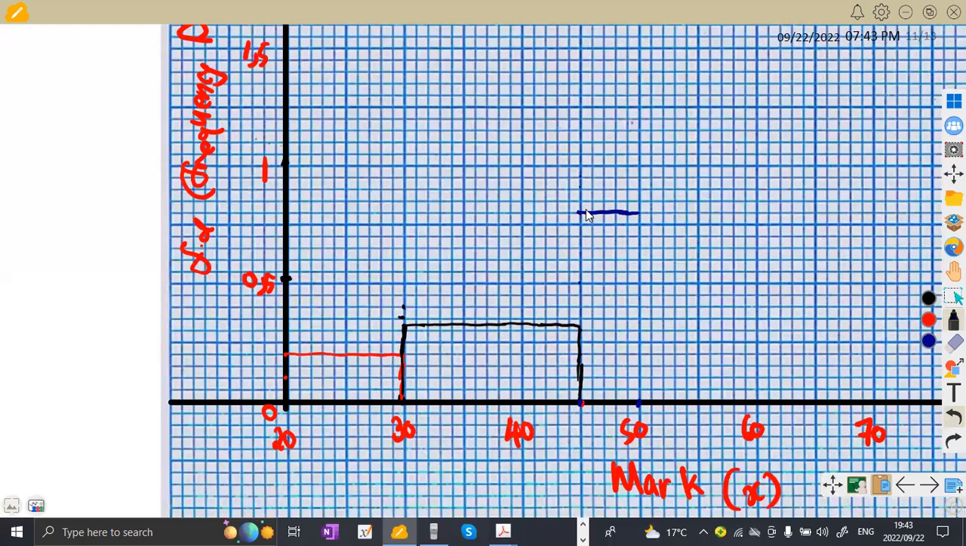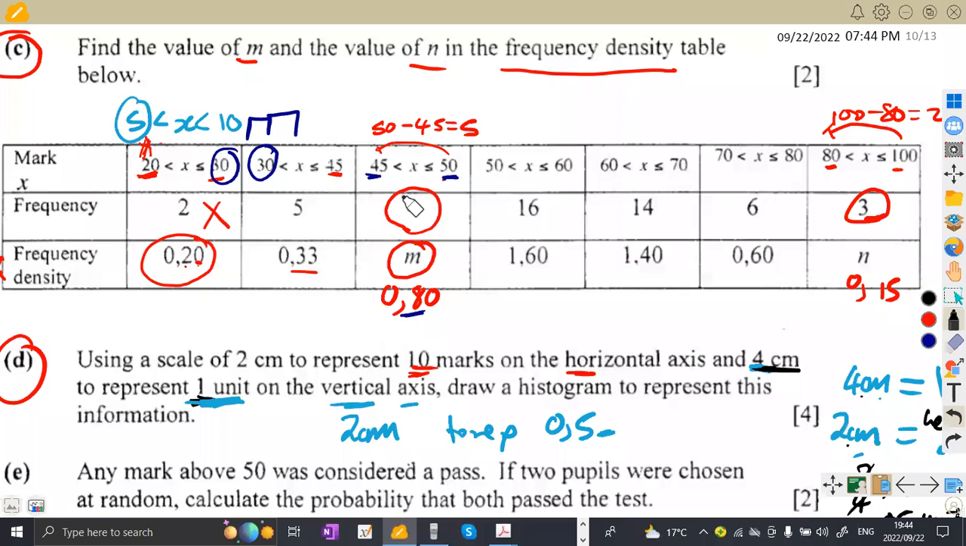Okay, so that will be your 0,6 here, but that is from 45 to 50. What determines the bar is the class that we are having. Okay, anyways, let us move to another one.